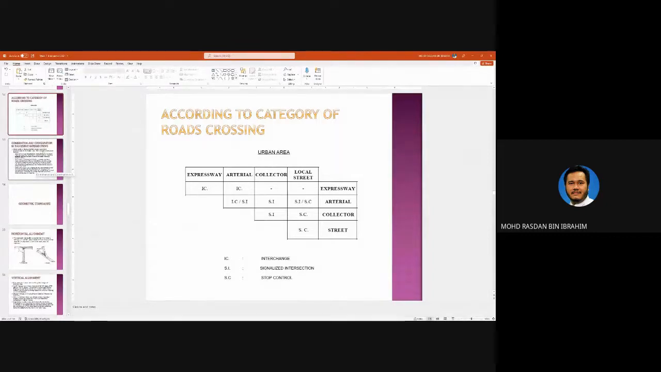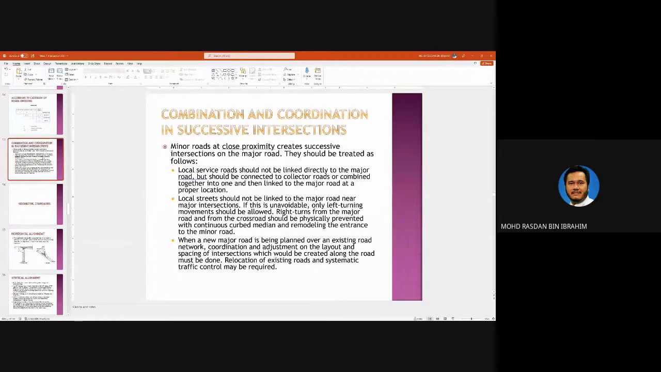Combination and coordination of successive intersections. Minor roads at close proximity create successive intersections on the major road. So they should be treated as follows. Local service road should not be linked directly to major road.